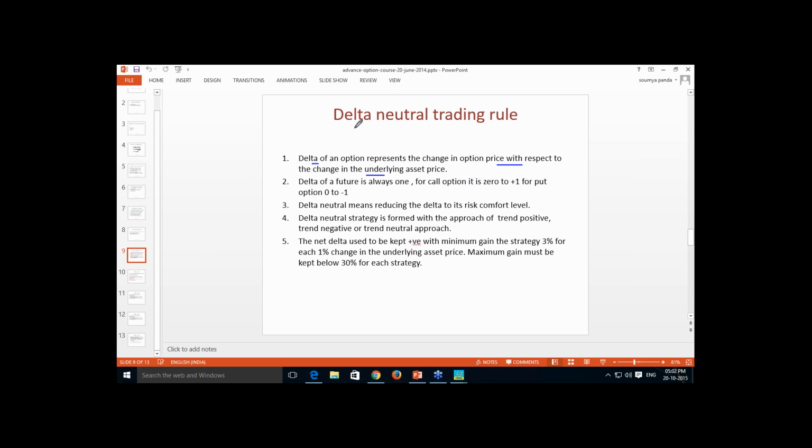Suppose Nifty is at 8,250, this is the Nifty future, and there is an 8,300 call option, and its delta is 0.45. Then I can say that if Nifty changes by 1% in the upward direction, the 8,300 call option will move up by 45%. That is the meaning of delta.